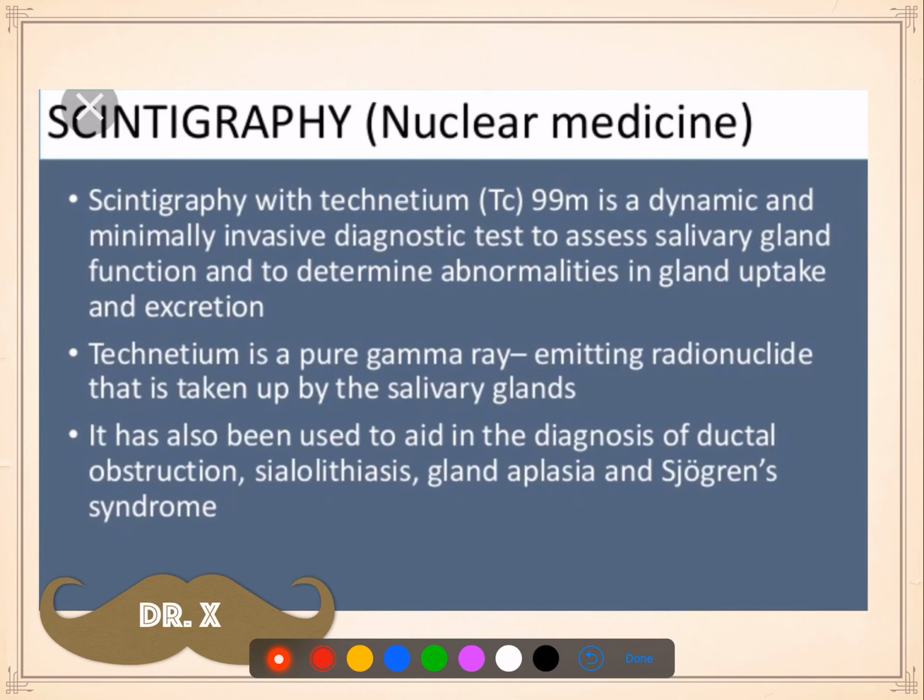Scintigraphy is one of the modalities in nuclear medicine, and the material that is used most commonly, they will ask a question over this, is Tc-99m. It is a dynamic and minimally invasive diagnostic tool to assess salivary gland function and to determine abnormalities in gland uptake and excretion. This is basically a pure gamma emitter. Pure gamma rays are emitted from this nuclide, which helps in diagnosis of ductal obstructions or sialoliths, and can be used in identifying any sort of abnormalities.